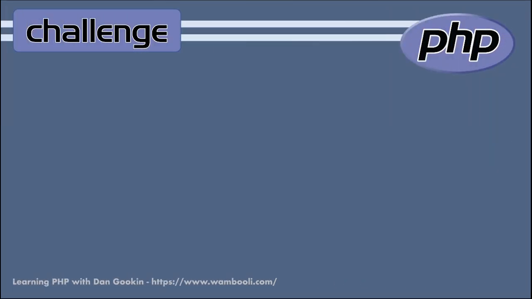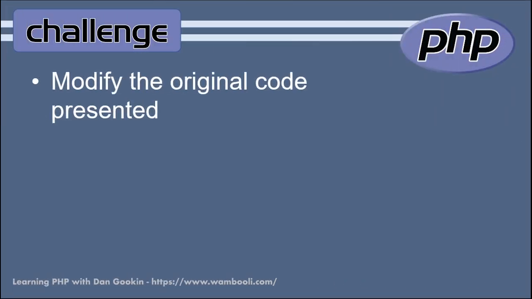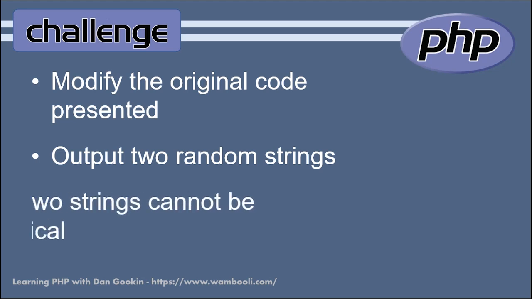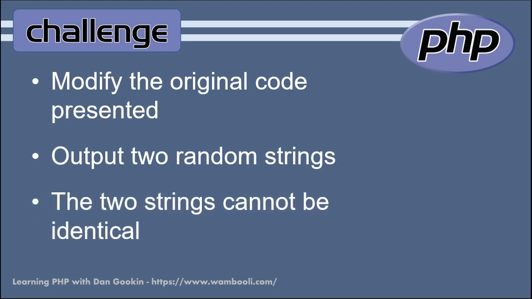For this challenge, modify the original code presented in this video. Start with it as a base. But instead of outputting one random string, you must output 2. Ensure that the 2 strings aren't identical, so your code must concoct some method to generate 2 random values within a range, but not have them be equal. That's enough hints. When you're done, check your solution against mine, provided in the exercise files.